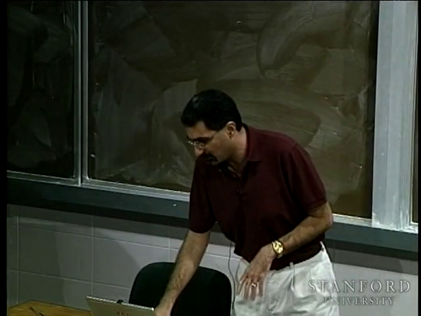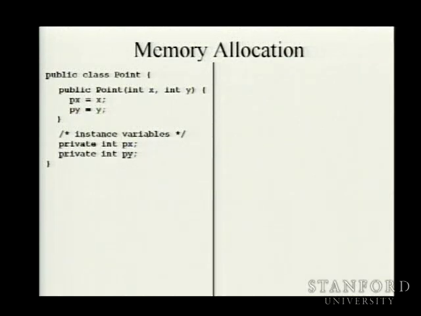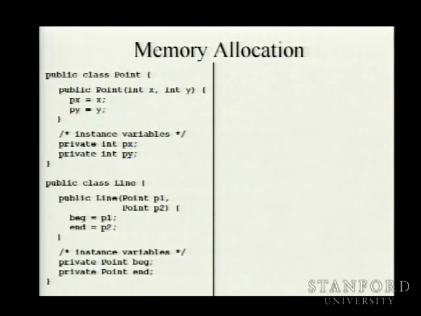Let's do another one real quickly, okay? So another memory allocation example. Here's again our point, right? Same point that you just saw, except I've left off the move method. And now I'm going to create something called a line. And a line has 2 points associated with it. So when I create a line, I pass it 2 points to its constructor, right? 2 things of this object. And a line has a beginning and an end, which are private points that it keeps track of.